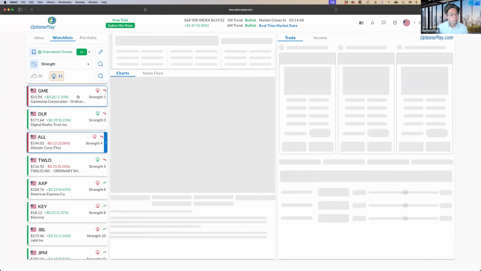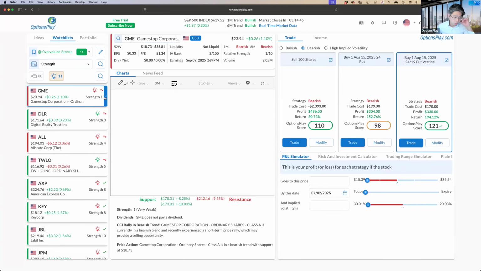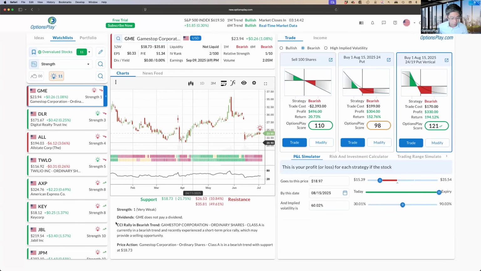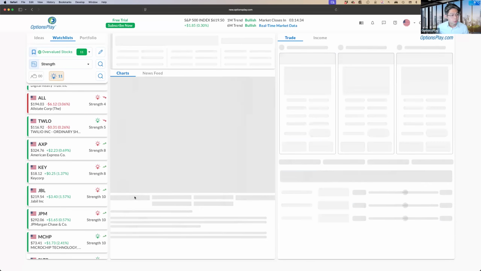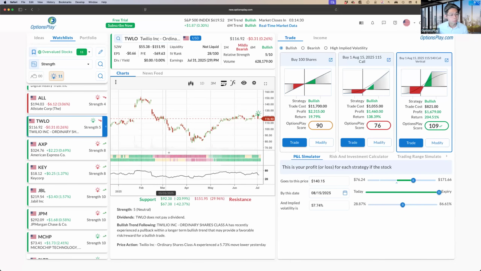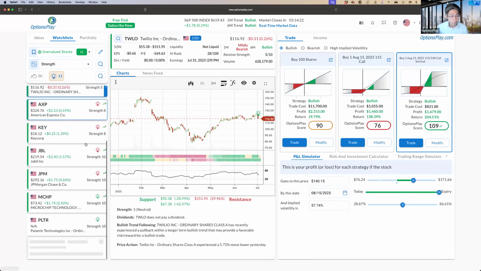And you can click on it, and by clicking on it, you'll be able to see what type of idea is generated here, right? So this was a CCI trend that was generated here on GameStop. Twilio, this is a bullish trend following trade idea on an overvalued stock here. So this is one that you might want to avoid.